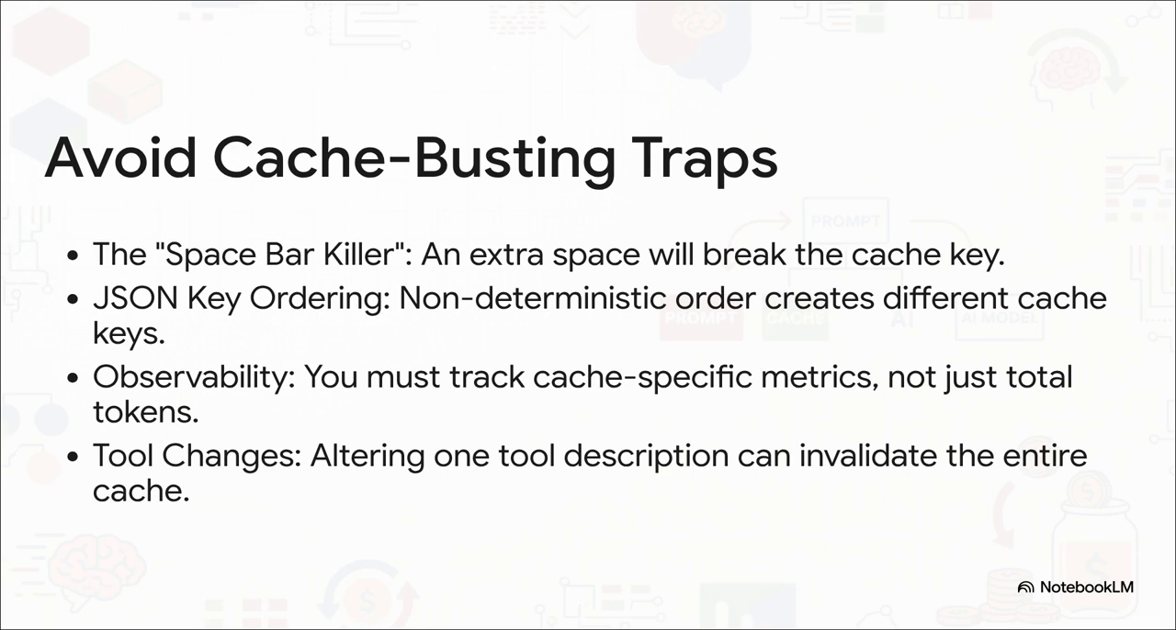If your code generates a JSON object but the key order changes between calls, that's a different cache key, no hit for you. You also have to update your monitoring to specifically track cache hits and misses. A sudden drop in your hit rate is a critical production alert.